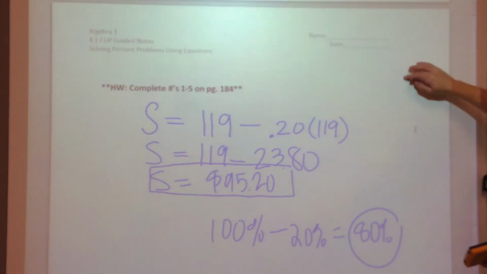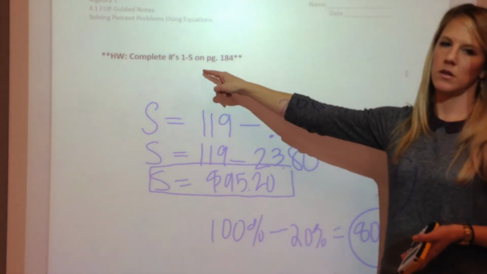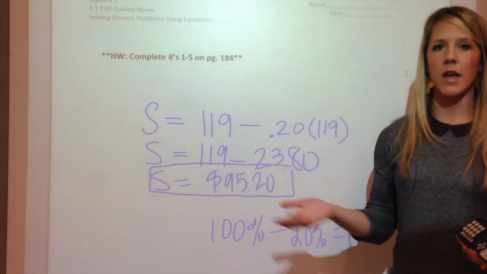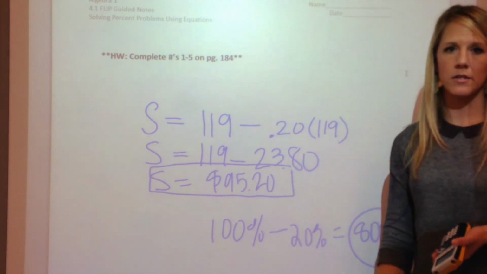All right, last thing you've got to do in your book, you're going to complete numbers 1 through 5 on page 184. I will check that tomorrow, and we'll do some more of these problems in class tomorrow.